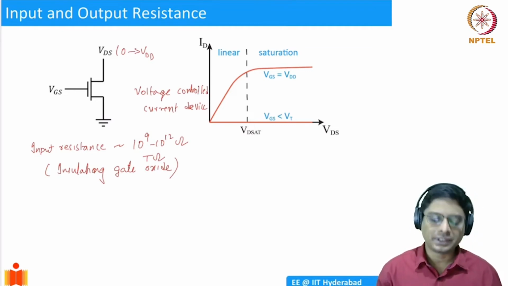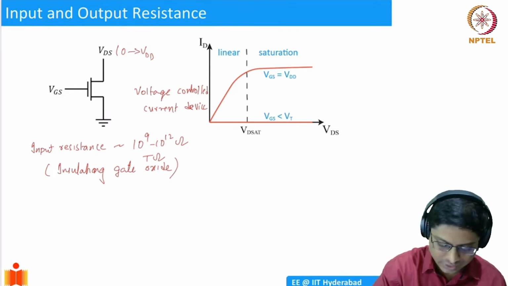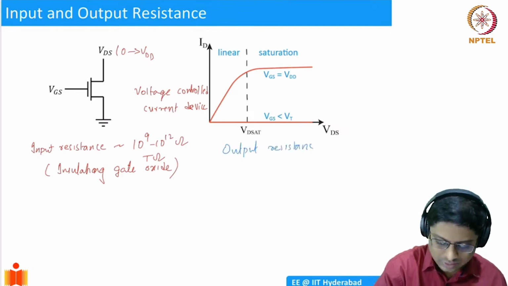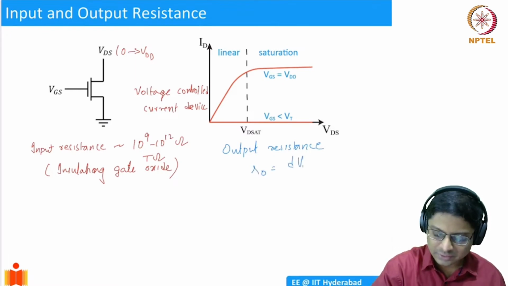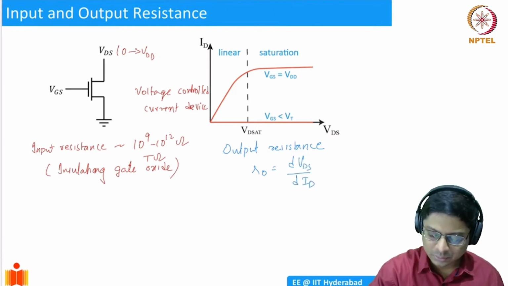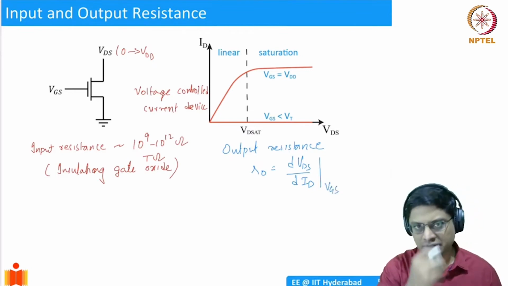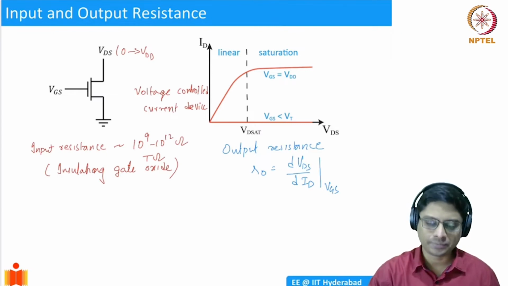The other important parameter is the output resistance. How do we define output resistance? Well, output resistance is defined as the derivative of VDS with respect to ID. Let's say this could be at a particular VGS. You fix a VGS and then calculate the derivative, and then you get the resistance, the output resistance.